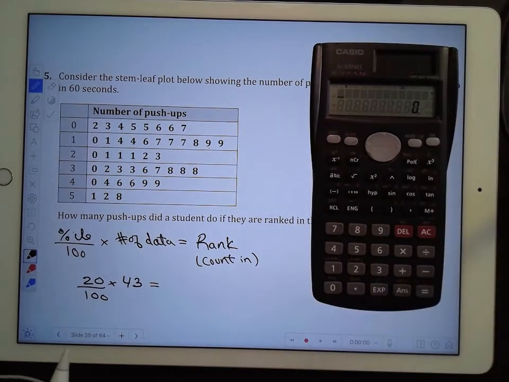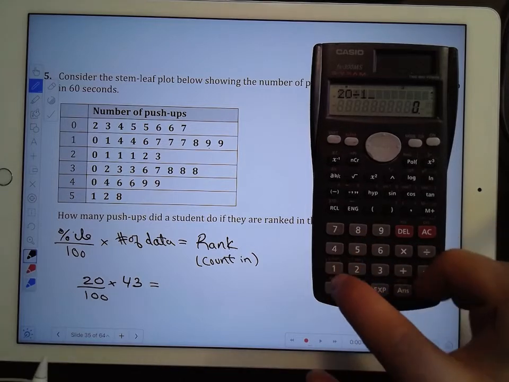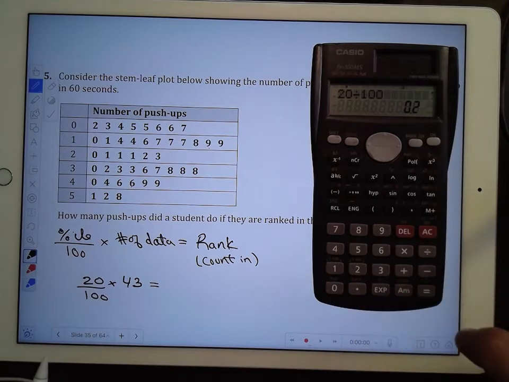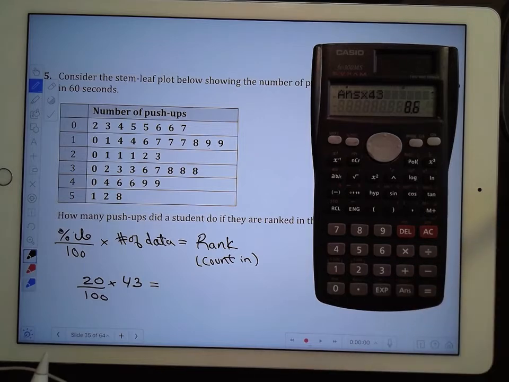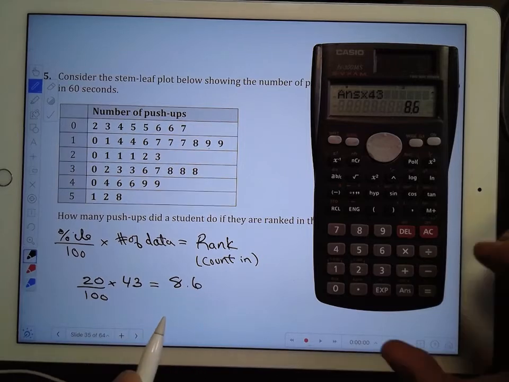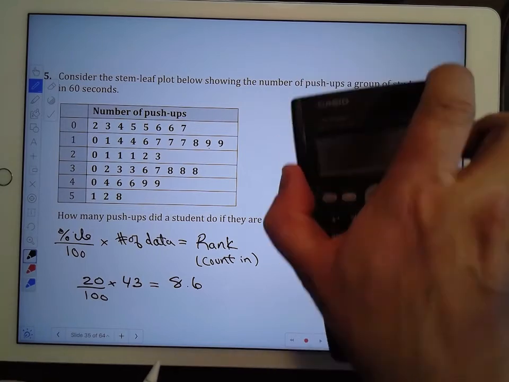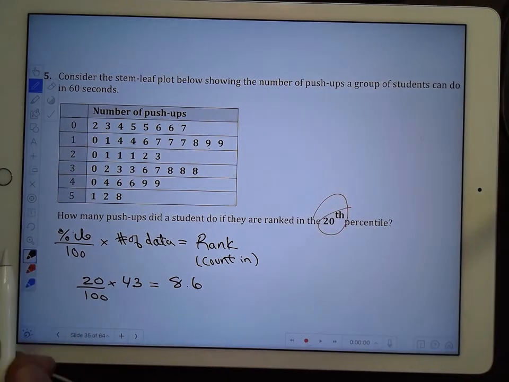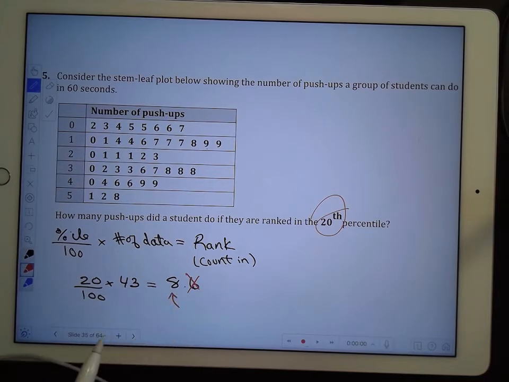But in order to do this, we're going to go 20, and we'll divide that by 100, which gives us 0.20. I'm going to multiply that by 43. And right there is our rank, 8.6. Now we can't count in 8.6. We know that we're going to have to round that number, and of course the temptation is always going to be to round a 0.6 up. But remember that this is percentile backwards, and so we are always going to round that decimal down in percentile backwards. And so what we're looking for, our answer right there, is the 8.